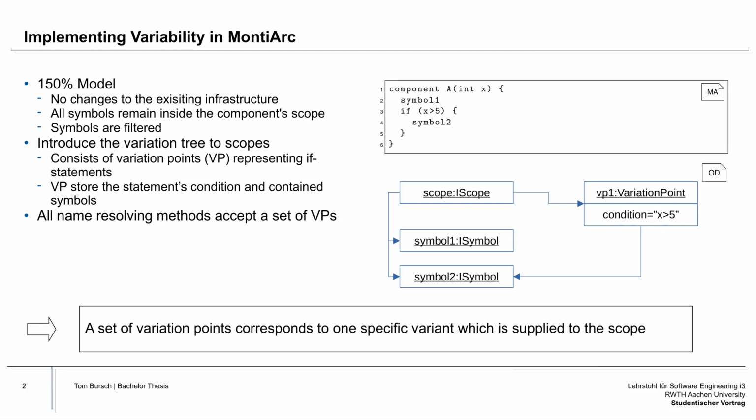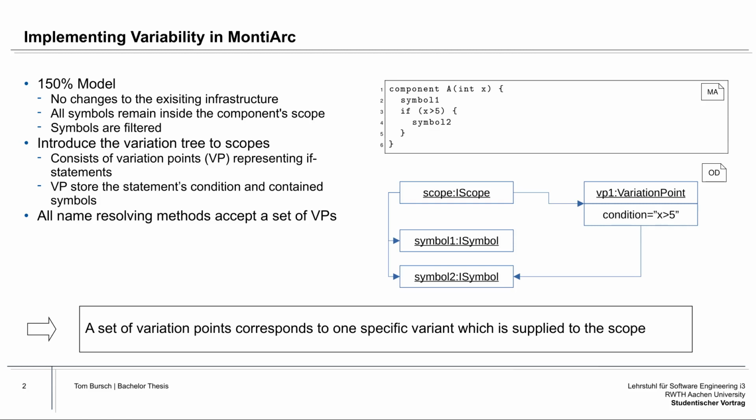Internally, variable components are modeled as 150% models. All optional symbols are added to the scope of the component and are filtered out when needed. To keep track of what symbols are optional, the variation tree is used. It has a node for every if statement, containing its condition and pointing to all comprised elements.